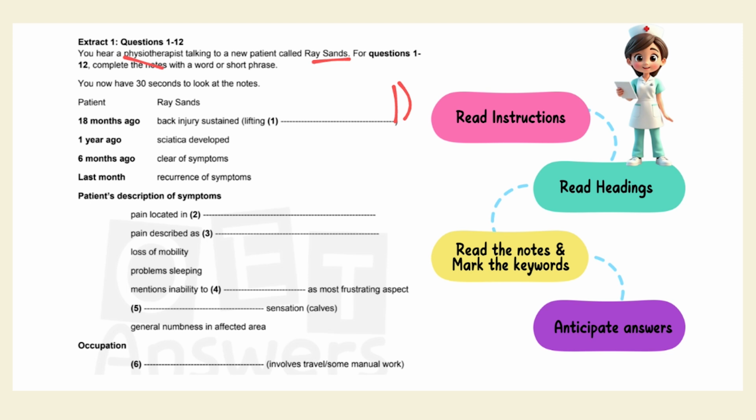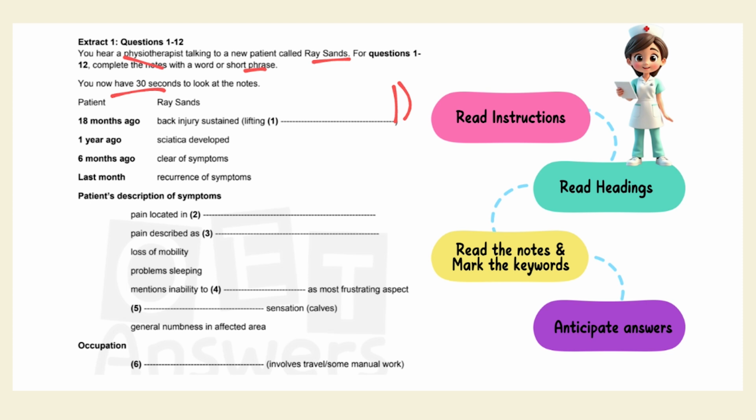As I mentioned on the first page, the extract gives you the piece of information they have stated. For questions 1 to 12, complete the notes with a word or short phrase. This is the instruction. And you now have 30 seconds. When your audio says your 30 seconds have started now, immediately you have to start referring. Read headings. How can you exactly utilize it?